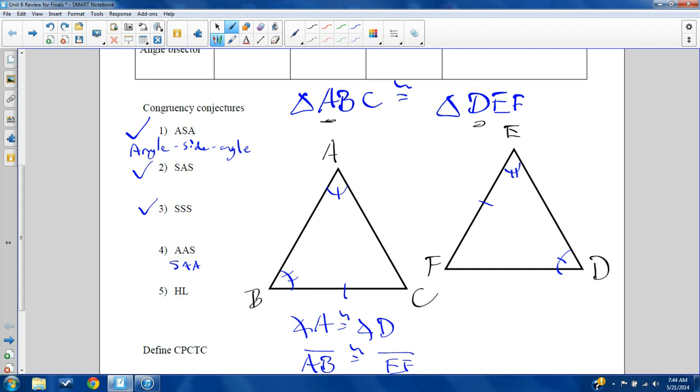In fact, some people write it this way more. I just write angle side. I don't know why. No reason to, or not to, do it either way.